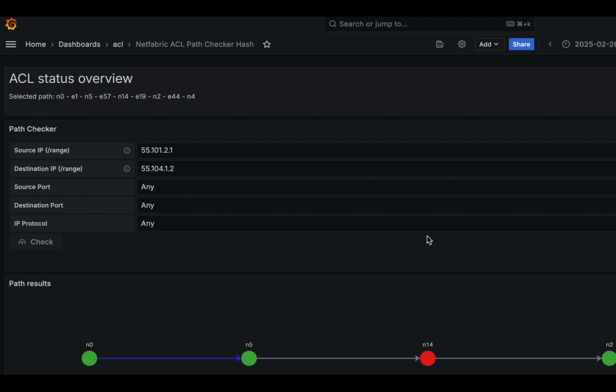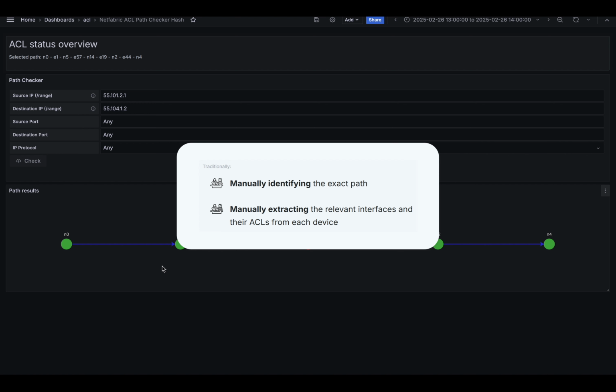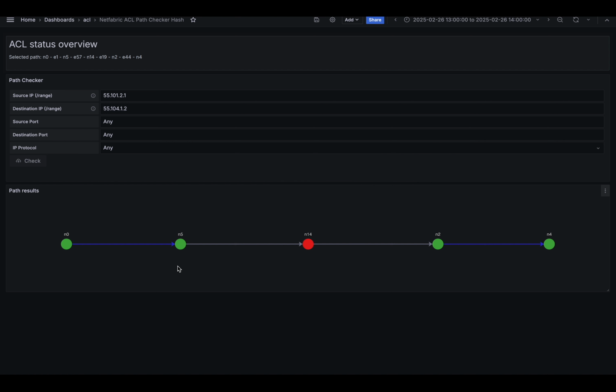Since we only have these IP addresses from the ticket, we leave the other parameters at the value any, covering all possible inputs. Based on these inputs, the ACL analysis evaluates the state of the ACLs on each device along the given path. Leveraging the computed forwarding behavior by the NetFabric intelligence engine, only interface-specific ACLs are applied. Traditionally, this process would require manually identifying the exact path and extracting the relevant interfaces and their ACLs from each device, a time-consuming task done by NetFabric in a single click.